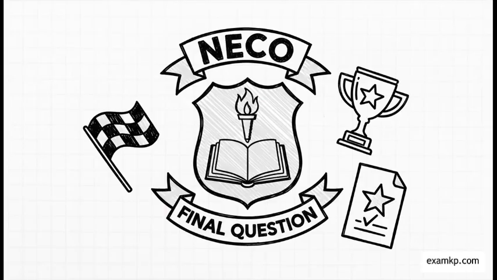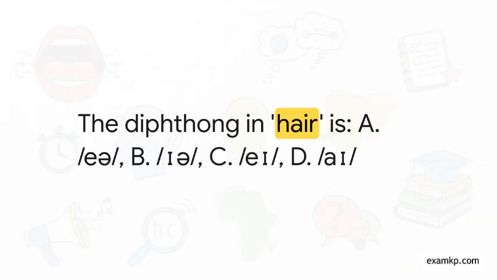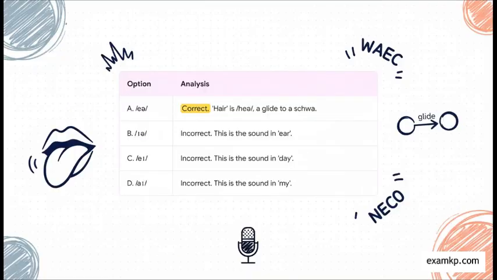And finally, let's tackle a classic question from NECO. This one gives you the word hair and asks you to identify the correct phonetic symbol for its vowel sound. This is a direct test of your knowledge of the diphthong symbols. The pronunciation of hair is hair. It's a glide from e towards that neutral schwa sound. The other options are just different glides trying to trick you. Ear is in air, a is in day, and I is in my. Recognizing that specific glide makes the answer A totally clear.